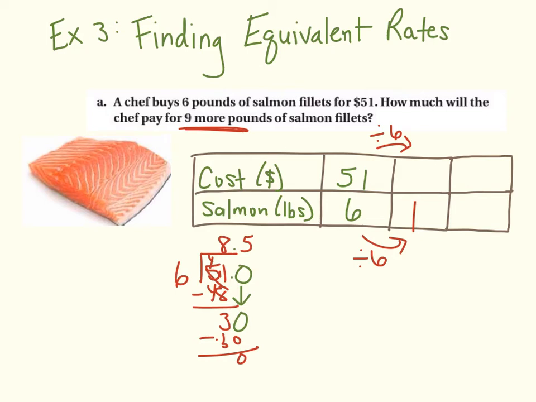So that means that the cost is not just 8.5, it would be $8.50, but you can put it in like that or like that. And then we're trying to figure out how much the chef is going to pay for 9 more pounds. So this time we're going to have to multiply by 9 on both the bottom and the top. And so down here we can get 9 pounds.